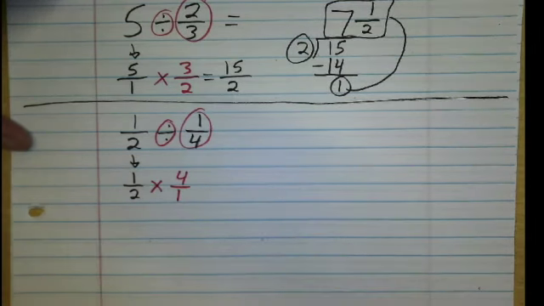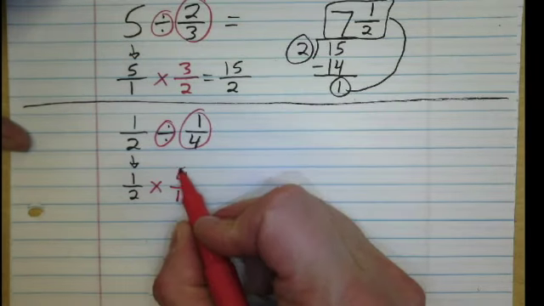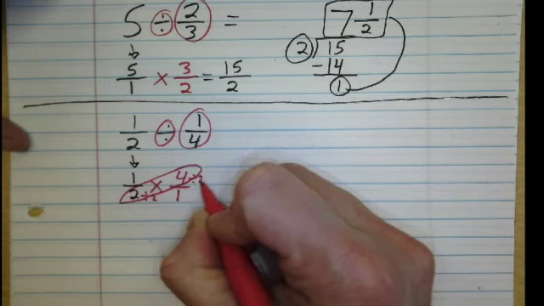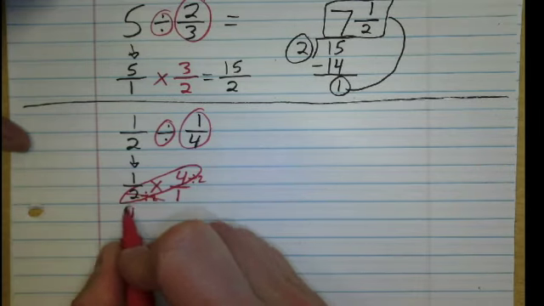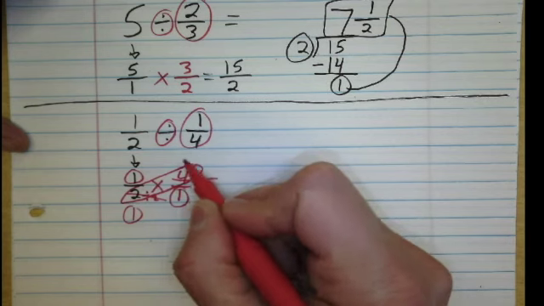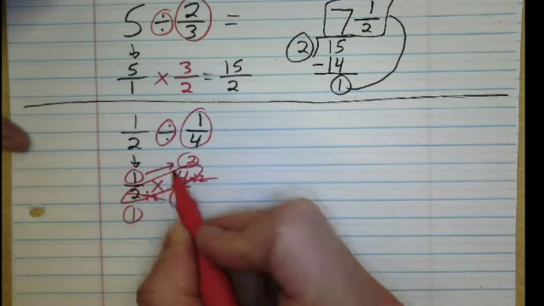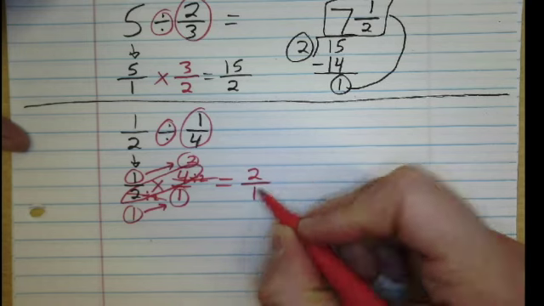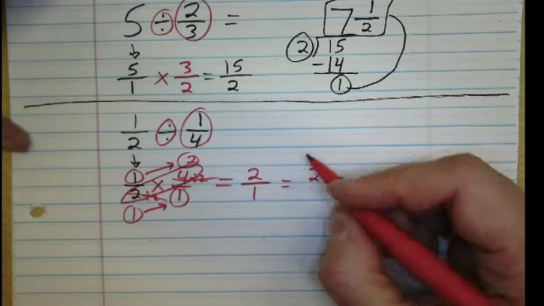Simplify and multiply, because there's my multiplication. 2 and 4 could both be divided by 2. And when I do that, I get 1, which is good. I want to simplify down. I already have 1's here. 4 divided by 2 is 2. So 1 times 2 and 1 times 1. I get 2/1, which is 2.